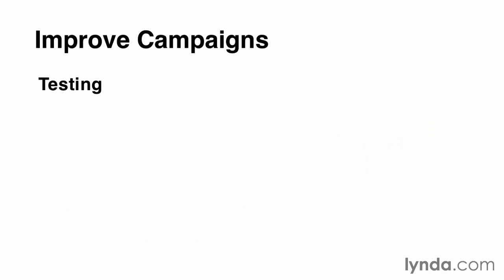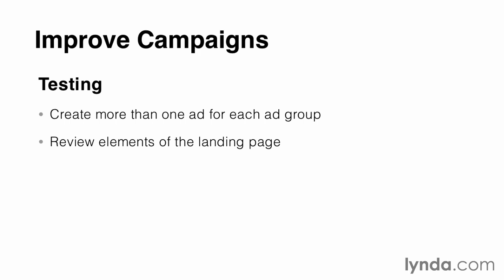Improving your campaigns in AdWords requires constant testing. Always create more than one ad for each ad group. At any one time, I recommend having at least 2 ads and testing a third, and then dropping the lowest performing ad and creating a new one. Always review the elements of the landing page, like the call to action, ensuring that it is clear and visible and above the fold, meaning people don't have to scroll down to find the call to action.